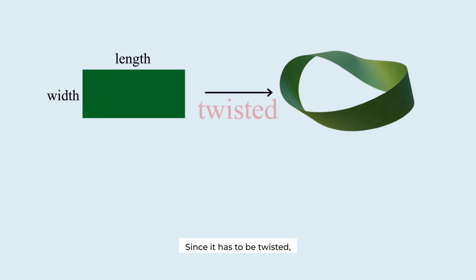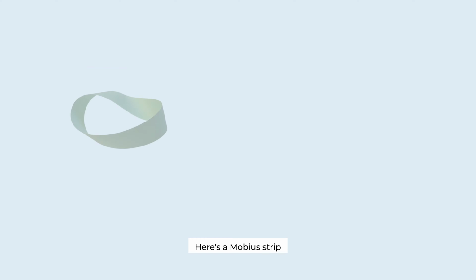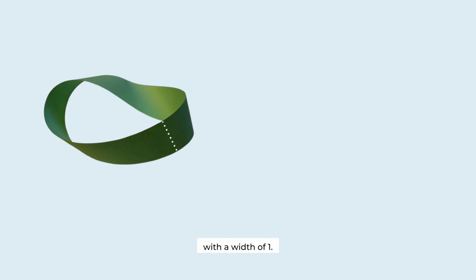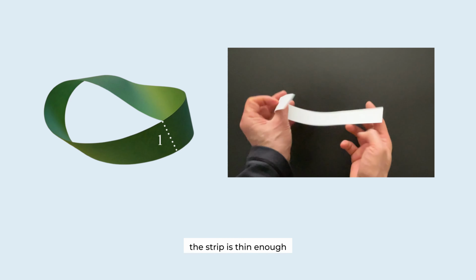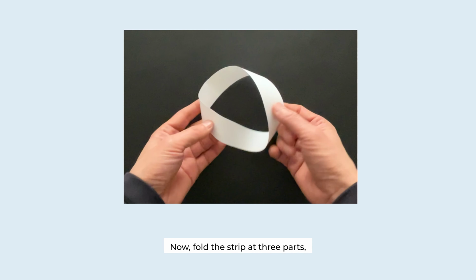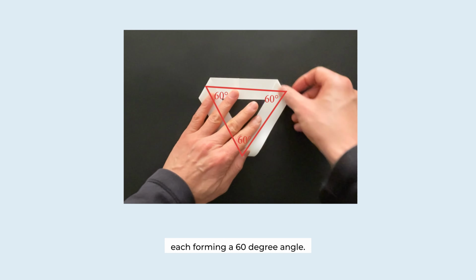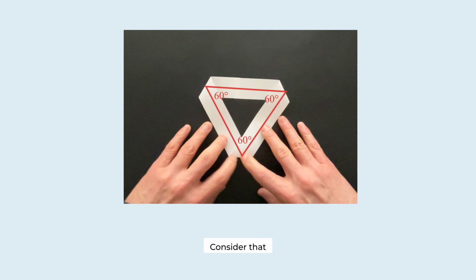Since it has to be twisted, the strip must be longer than its width. Here is a Möbius strip with a width of 1. Assume that the strip is thin enough to bend and twist in any shape. Now, fold the strip at 3 parts, each forming a 60-degree angle. Consider that the strip is folded so that this triangle becomes an equilateral triangle.